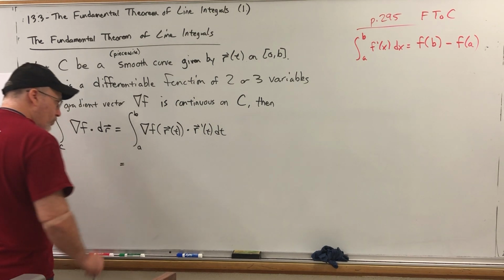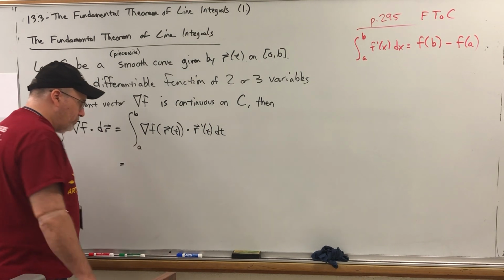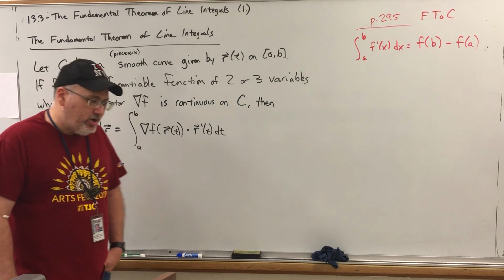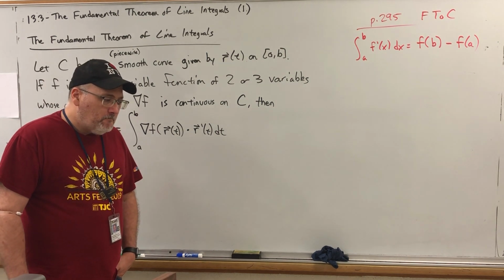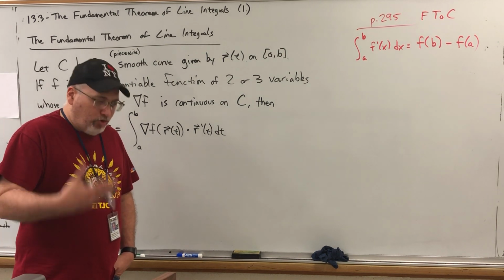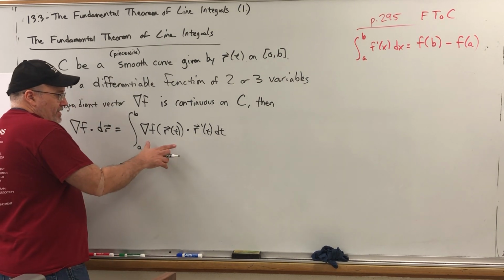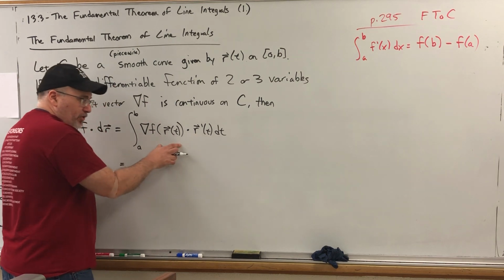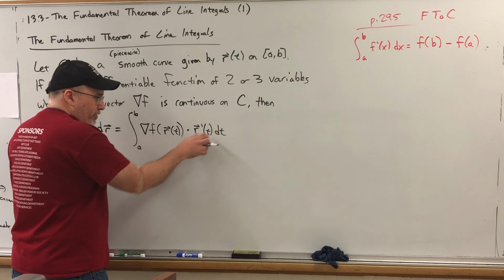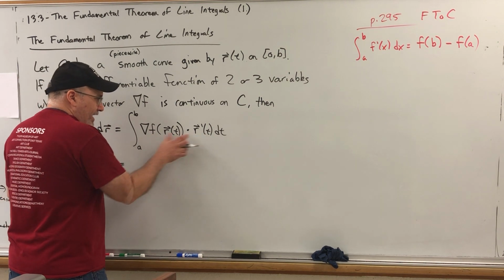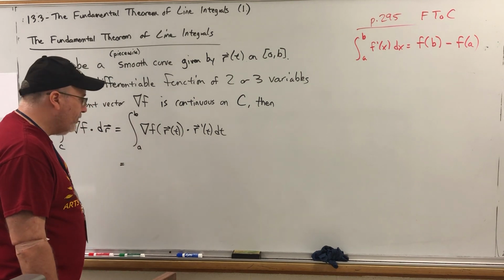So how do you evaluate a dot product? Well, a dot product is just the sum of the products of the corresponding component functions. So we would have to take the I component function on these and multiply them, the J component functions and multiply them, the K component functions and multiply them, and then take the sum.